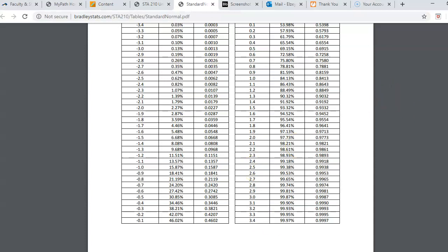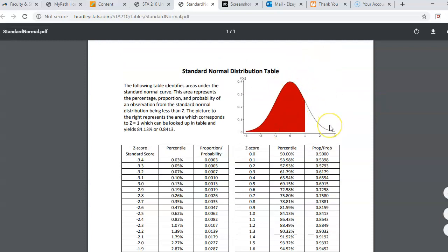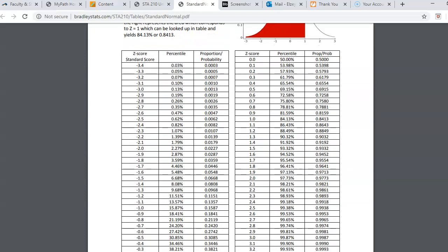It looks like this, and at the top, you'll notice there's a picture of a normal curve, and then they have the left side of that normal curve shaded. And that's because anything we look up on this table is giving us the probability of something being less than whatever z-score we're looking up. All right, now we got a z-score of -0.5. So we're going to search on our table.